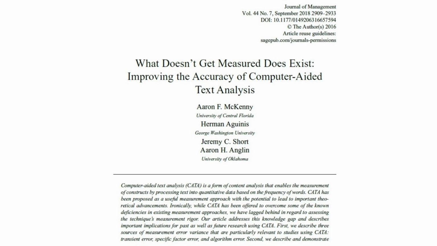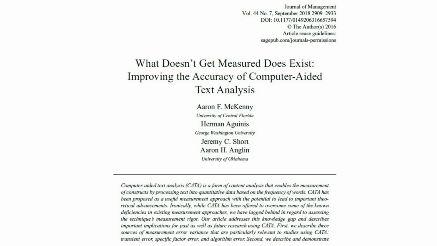And that human element is something to always be mindful of when working with CATA. Even though it relies on these powerful algorithms, the choices we make as researchers can heavily influence the outcome. So we've covered transient error and specific factor error. What about that third type, algorithm error? Is that where the computer itself introduces errors into the analysis?